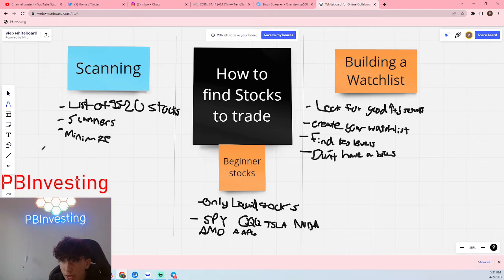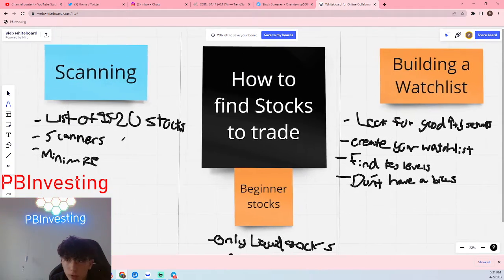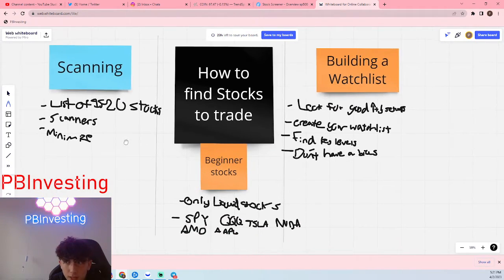Also, if you're a small cap trader, you can use the Webull Top Gainers, but I'm going to go into that in a little bit. So scanning, for me, I have a list of 15 to 20 stocks. Scan them all, see what looks good, what looks bad, and that's it for me. Some of the stocks include SPY, QQQ, Tesla, Nvidia, AMD, Apple, Roblox, Microsoft. There's a lot more, but those are just some of them.